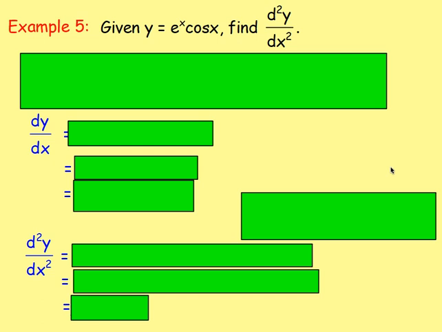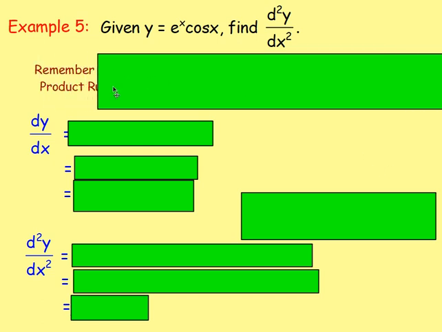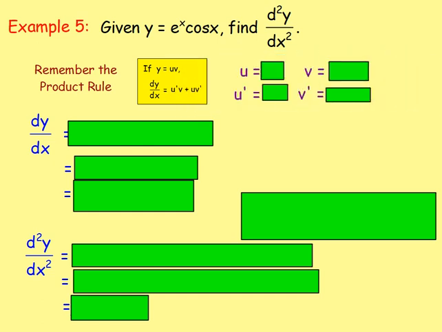Example 5, given y equals e to the power of x cos x, find d2y by dx squared. So for this one, Michael, what are you thinking? Product rule. Good, why are you thinking the product rule? Because you've got one function in terms of x times another function in terms of x. So yes, your product rule. If y equals u times v, dy by dx would be u dash v plus uv dash. So u is going to be e to the power of x, and v is going to be cos x.